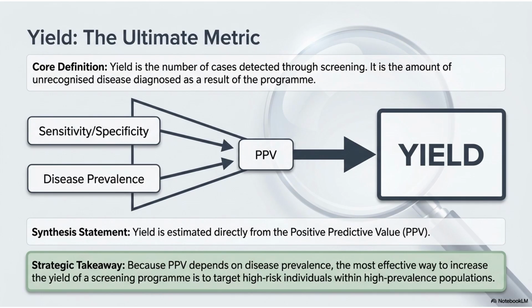So the most effective way to increase the yield of the screening program is we should select the high prevalence area, and we should select the high prevalence populations, and we should select the high risk individuals. Then only we can increase the positive predictive value and we can increase the yield of the test.